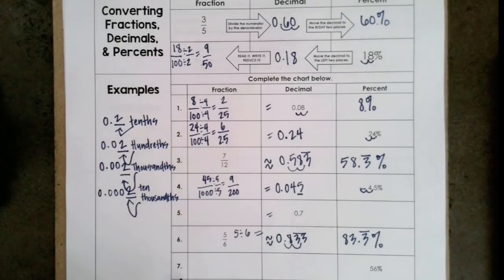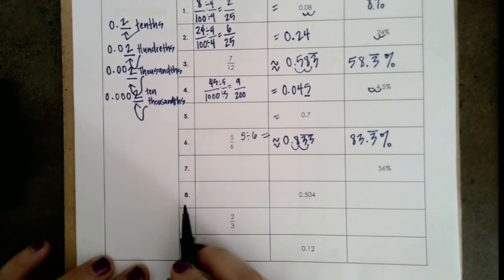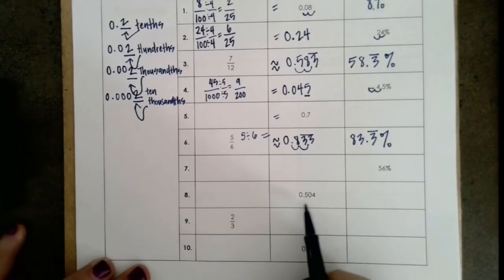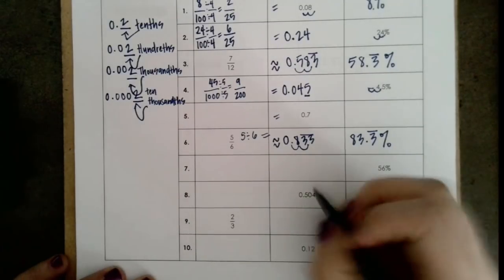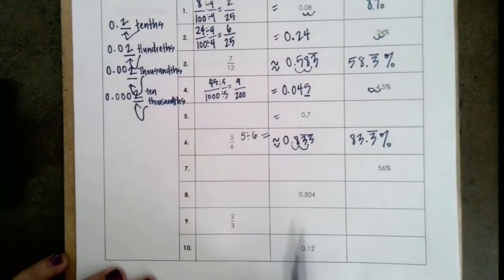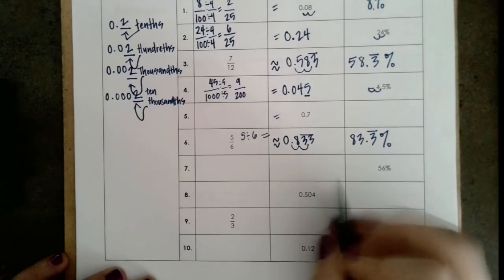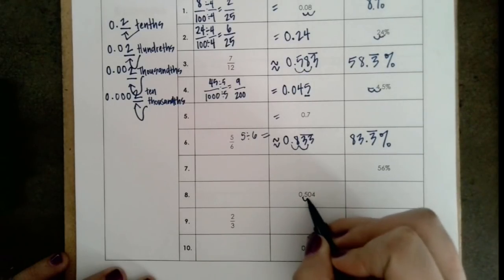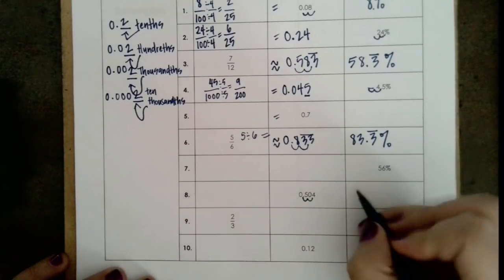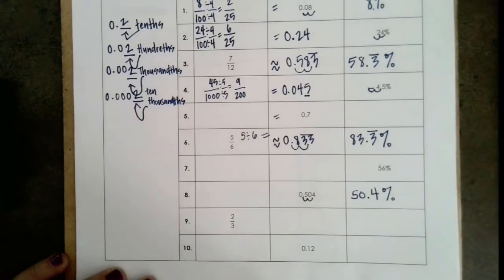Now, I'm going to skip over number 7, and I'm going to go right to number 8. Now, they give me 0.504. So I'm going to take the decimal and I'm going to move it to the right 2 places to turn it to a percent. So I'm going to go 1, 2. So my percent is going to be 50.4%. There's no repeating decimals, so that's an equal sign.